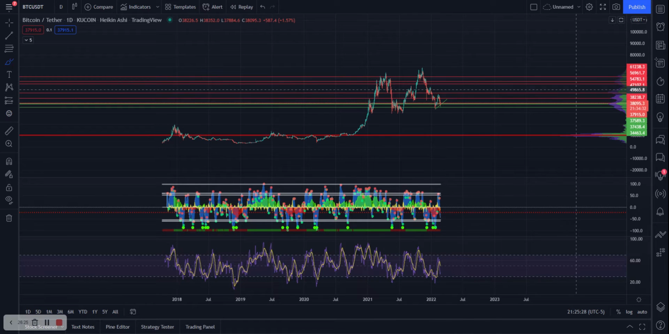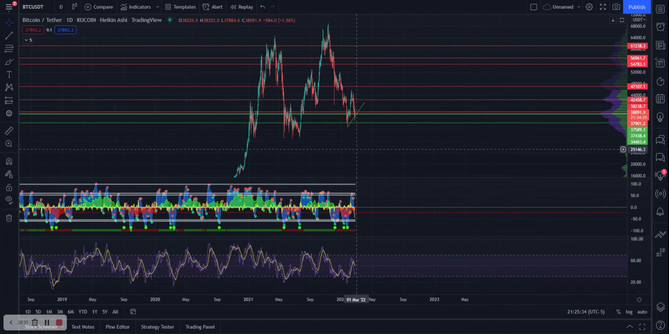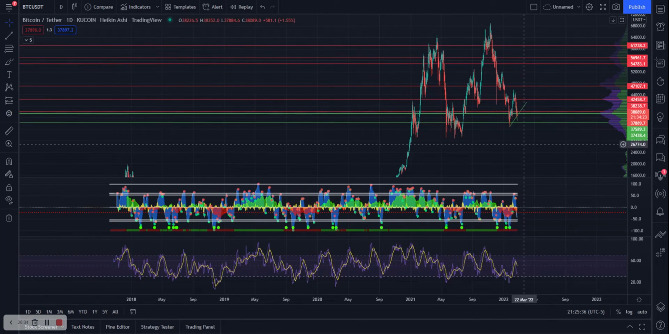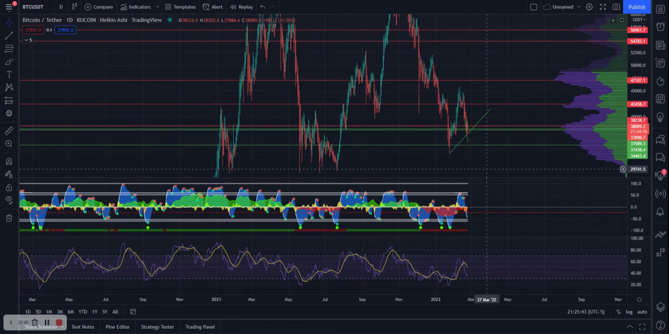We're going to be playing within these support and resistance ranges until we find some clarity in the market. There's been a lot of FUD recently, and this whole Ukraine and Russia situation is definitely adding to that. So we'll be seeing where the price action goes in the next coming days.